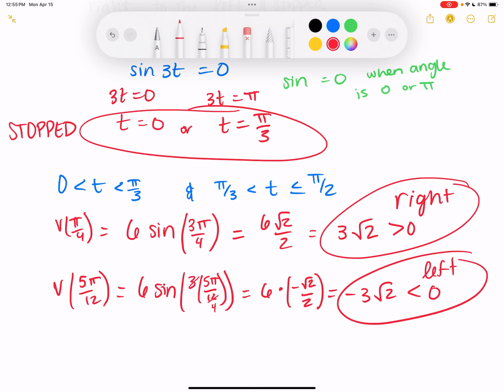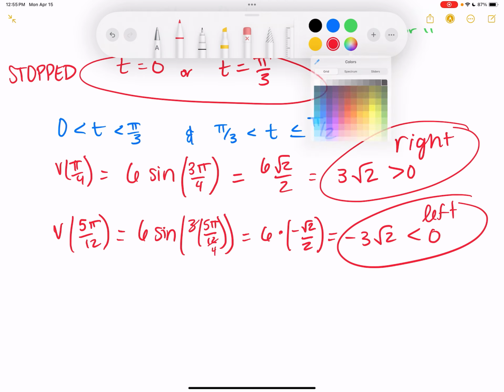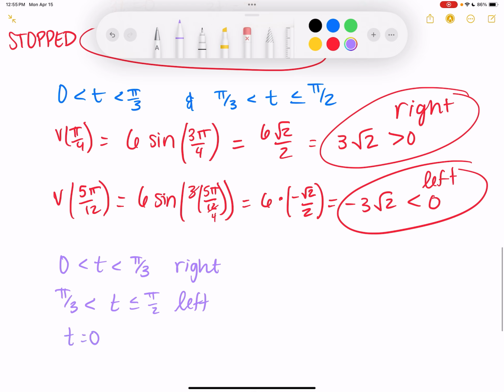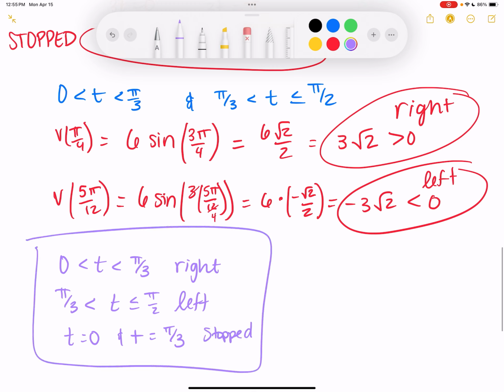So I've circled everything that I need, all my critical information. So to summarize this, just to get everything all in one spot together. From 0 less than t less than pi over 3, it's moving right. From pi over 3 less than t less than or equal to pi over 2, it's moving left. And at t equal to 0 and t equal to pi over 3, it is stopped. And so that is our answer to part A. Just part A.